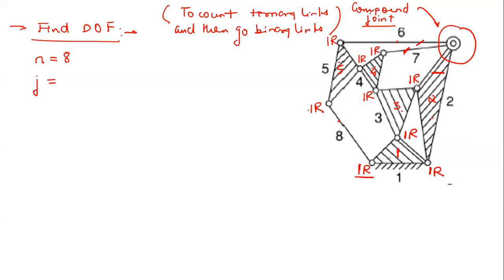If you remember, in the last session I told you that this is basically a ternary joint. One ternary joint is equal to 2 binary joints, or you can say one ternary joint is equal to 2 simple revolute pairs. So here you should count it as 2R. Here some different notation is provided in this question, so you can easily spot that this is a compound hinge.